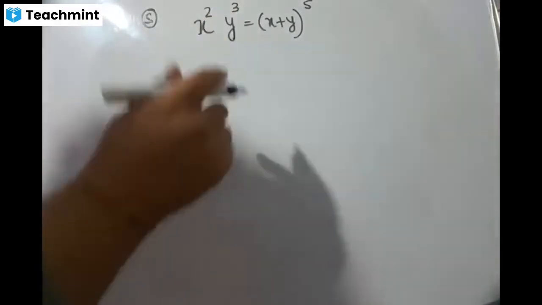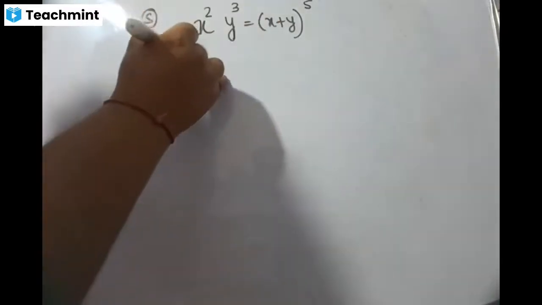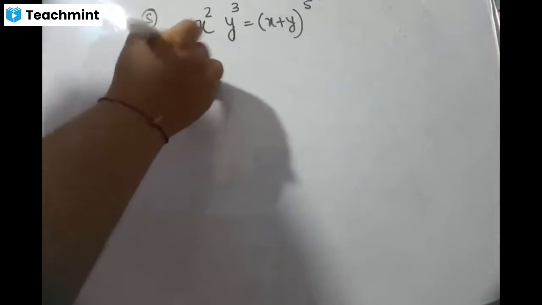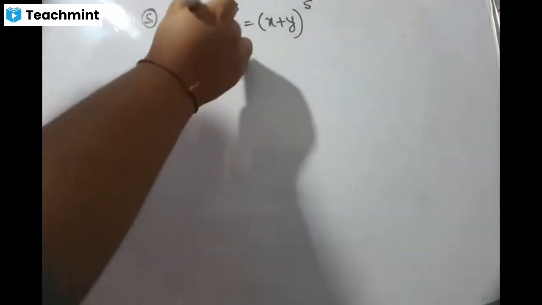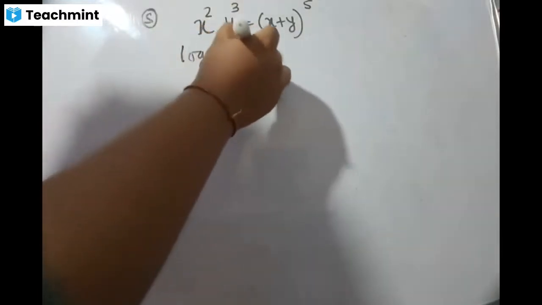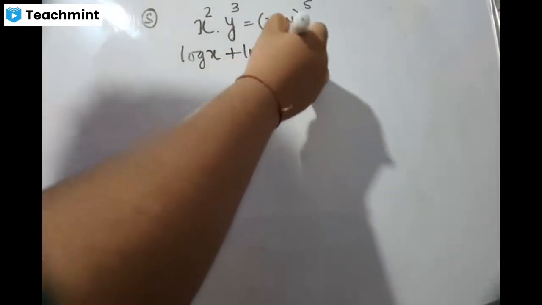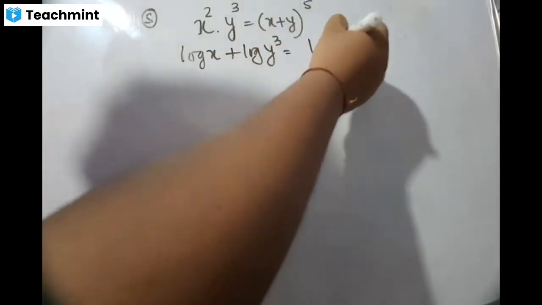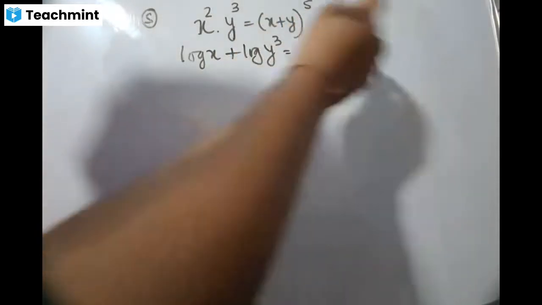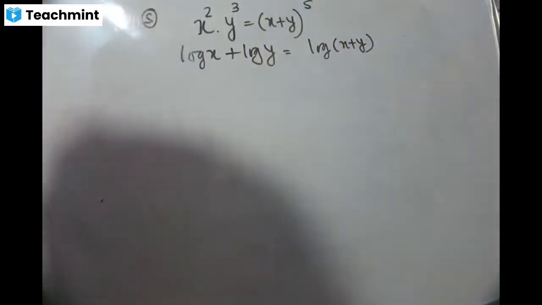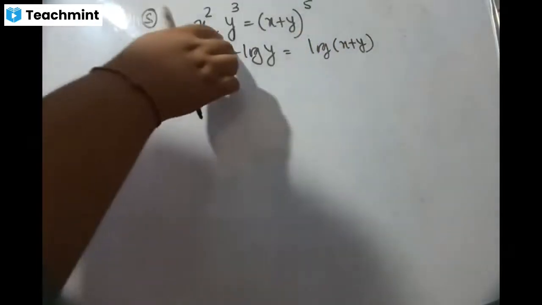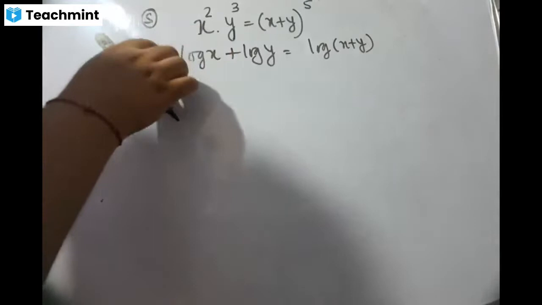So everyone help me out. So when I use log, I'm going to get log x to the power 2, product means what? Plus log y to the power 3 is equal to log x plus y whole to the power 5. That's the first step. So second step is going to be, what's going to happen to the power 2? The power 2 comes in front.